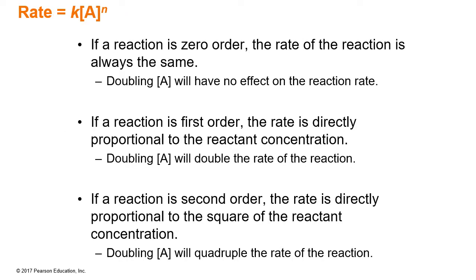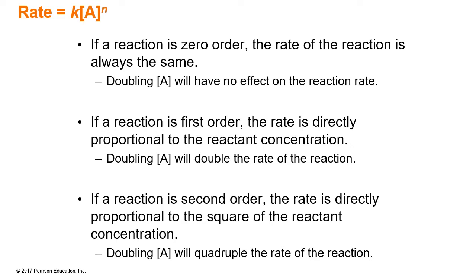There are a couple different orders of reaction that happen fairly commonly. The first that we're going to talk about is zero order. This means that there is no relationship between the concentration of the reactant and the rate of the reaction. If we double the concentration of a reactant, it's going to have no effect on how fast the reaction occurs. This includes reactions like sublimation reactions or reactions that happen on the surface of a catalyst.